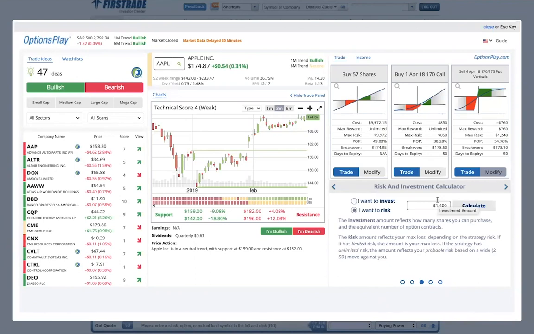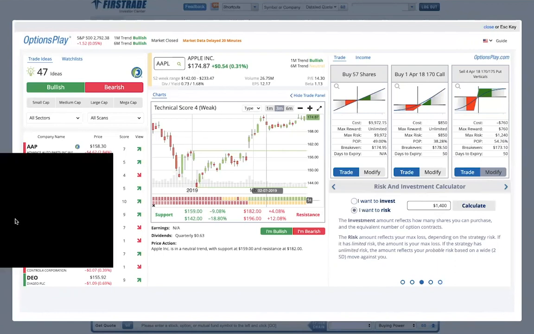So those are 2 ways that you can utilize the tools that are available to you here at Firstrade to make sure that you stay within an acceptable range of risk and prevent yourself from blowing up your trading account. Any other questions? Roger, you're very welcome.